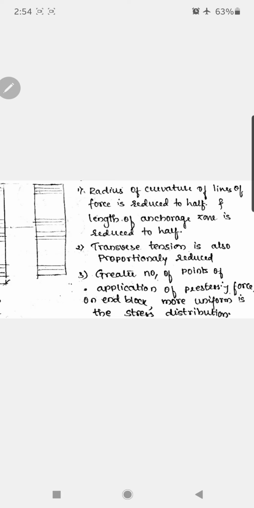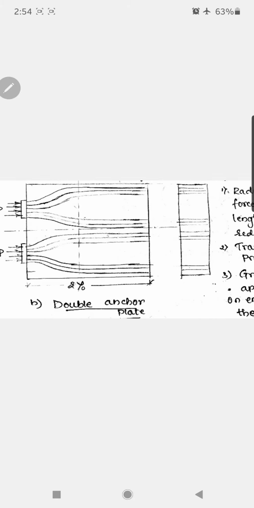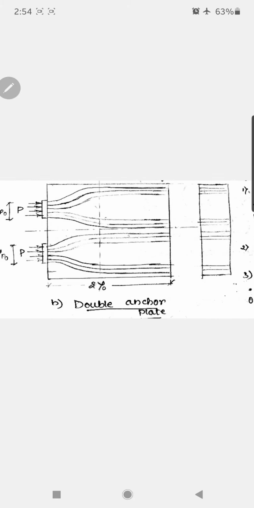The greater the number of points of application of pre-stressing force on the end block, the more uniform is the stress distribution. If you have more points of application of the pre-stressing force on the end block instead of one point, then the stress distribution will be more uniform. So you will get more uniform stress distribution for the double anchor plate as compared to the single anchor plate. Similarly for three anchor plates, the stress distribution will be even more uniform.